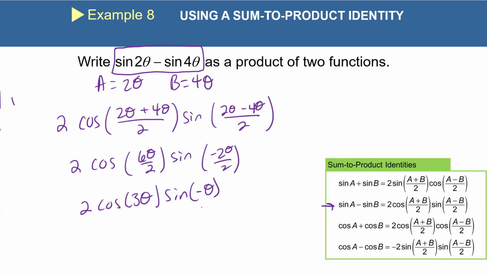It was negative 1, right? Okay. When you get down to the negative, sine is an odd function, meaning that if I have sine of a negative angle, that negative can be moved to the outside. So it becomes -2 cosine 3 theta times sine theta.